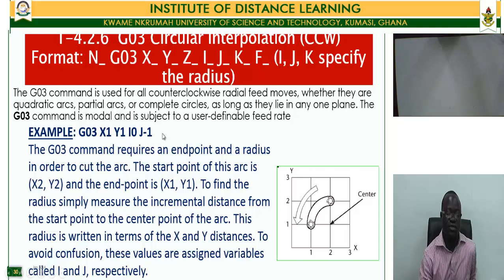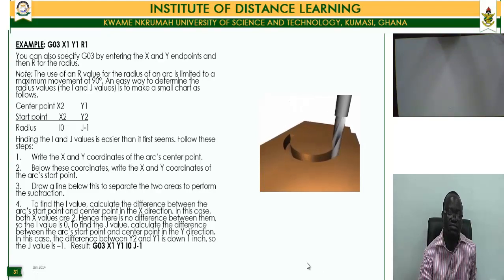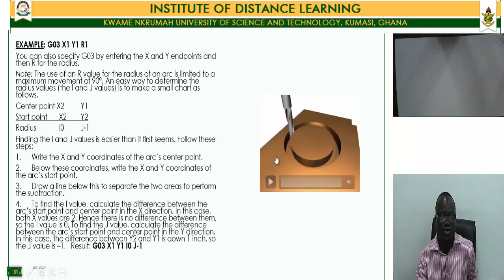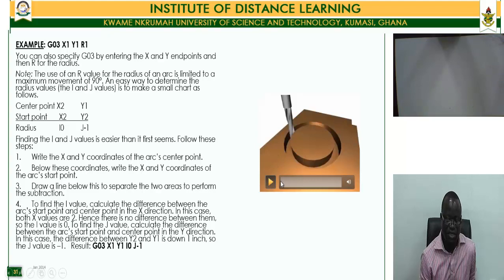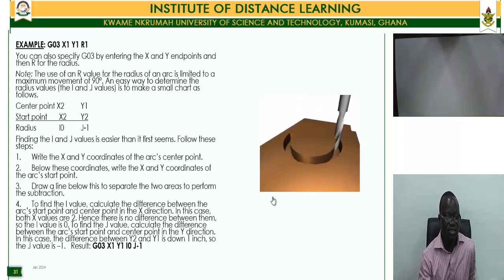So just like this, right? This is an interpolation in the counterclockwise direction. I believe you saw how the tool moved. The tool actually moved from this direction. The command is specifically used for all counterclockwise radial feed moves. The G03 is also modal and is subject to a user-definable feed rate. Okay, so it is a counterclockwise feed move. The tool will travel in a counterclockwise fashion, and all other things about it remain the same, just as that of the G02 command.